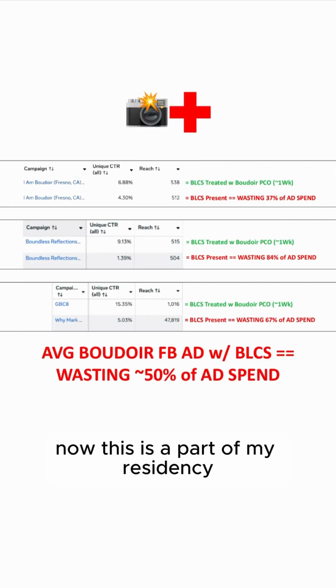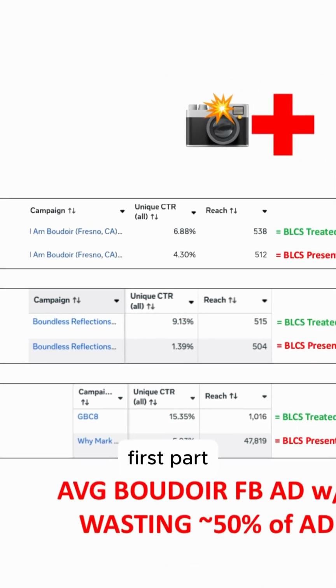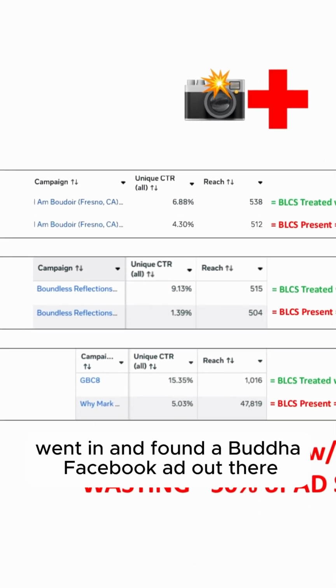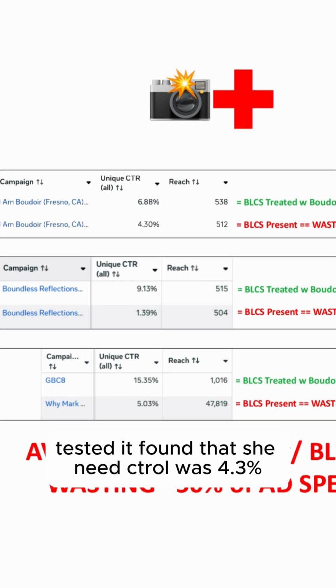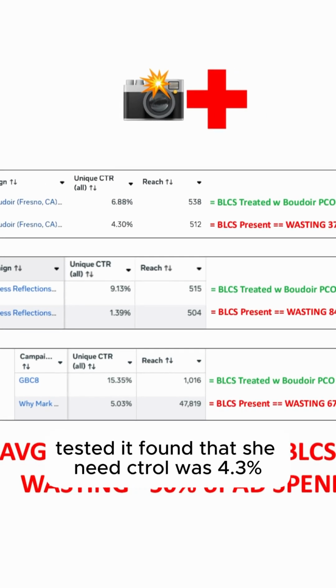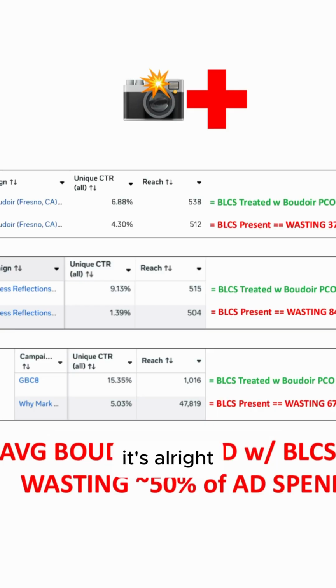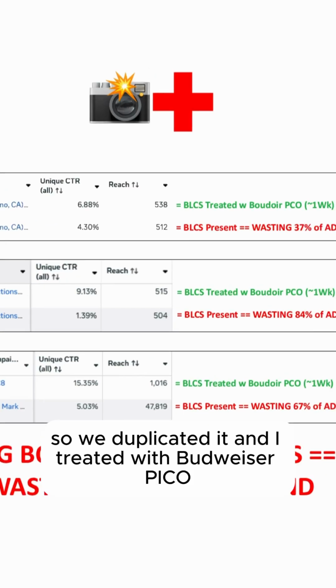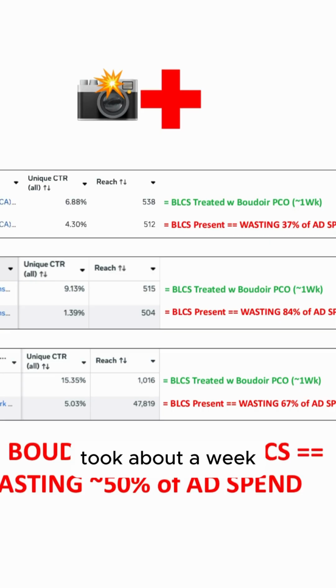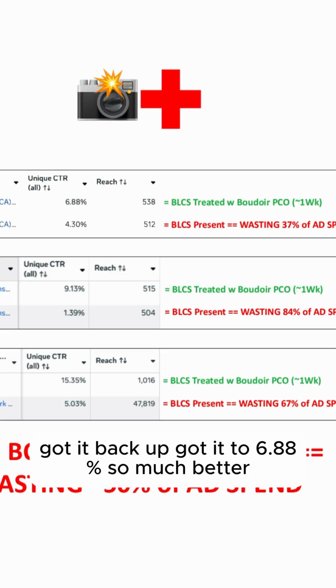Now, this was part of my residency. First part: I went in and found a Boudoir Facebook ad out there, flying around, brought it back to the hospital, and tested it. I found its unique CTR was 4.3%. So we know that BLCS is present because that is under 6%. So we duplicated it, and I treated it with Boudoir Pico. It took about a week, and I got it up to 6.88%. So, much better.